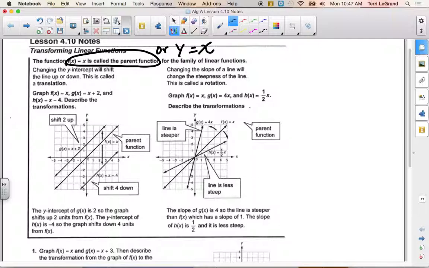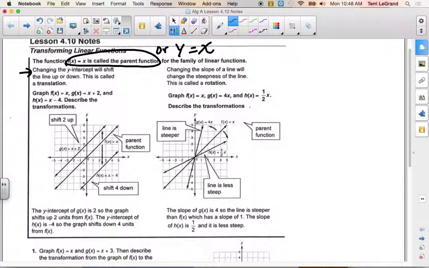Well, what happens is we take that parent function, that basic linear function, and we transform it. Whenever it isn't just y equals x, that means a transformation has happened to it. It has changed somehow. Okay, so here are the only two changes we have to worry about learning this year. This is our first one, changing the y-intercept.